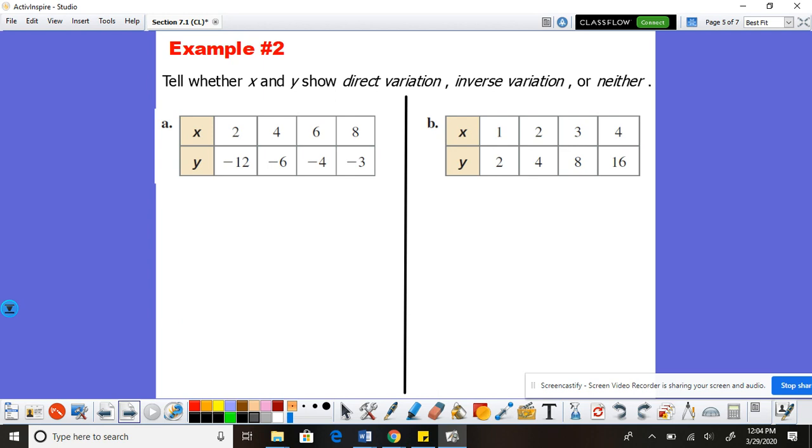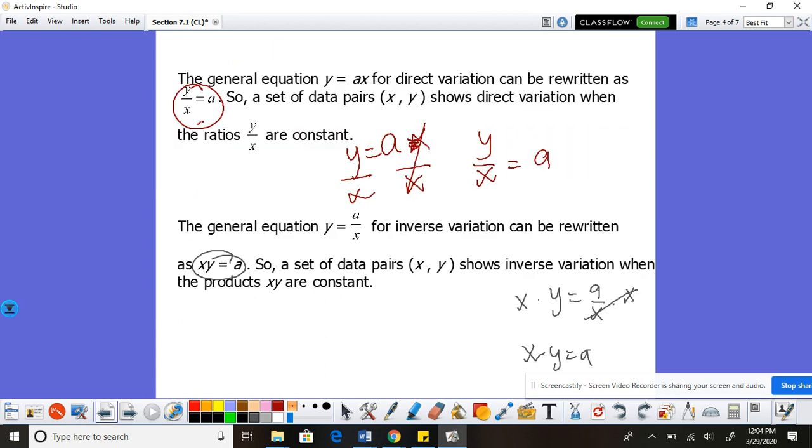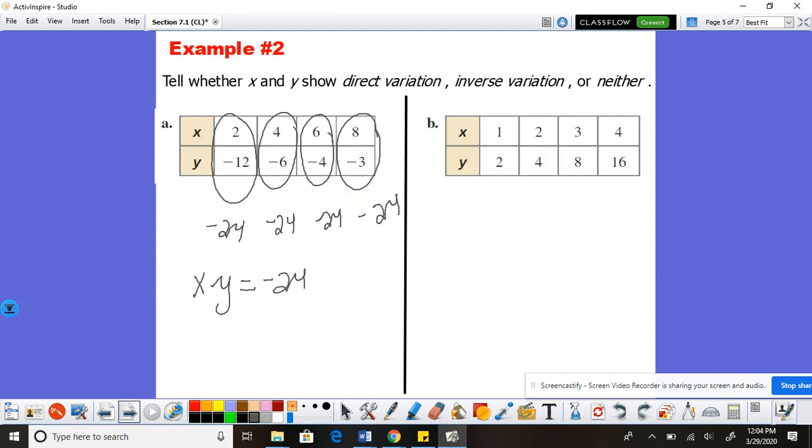On this first one, some of you guys can look at this and you can automatically see 2 times negative 12, guys, is negative 24. 4 times negative 6 is negative 24. 6 times negative 4 is negative 24. 8 times negative 3 is negative 24. So what we just did is I found that x times y is always equal to negative 24, okay? It's always the same constant. So if we go back, when we solve for a, which would be negative 24, a is always x times y. So this would be inversely, or inverse variation.